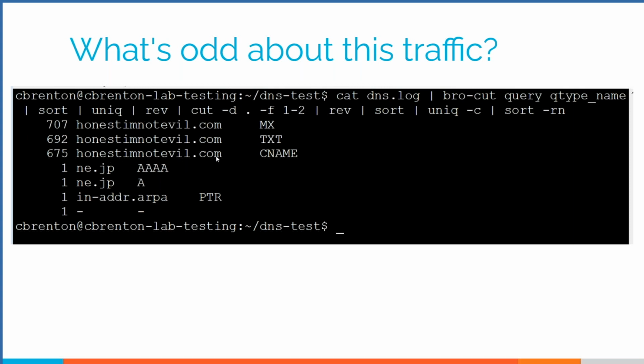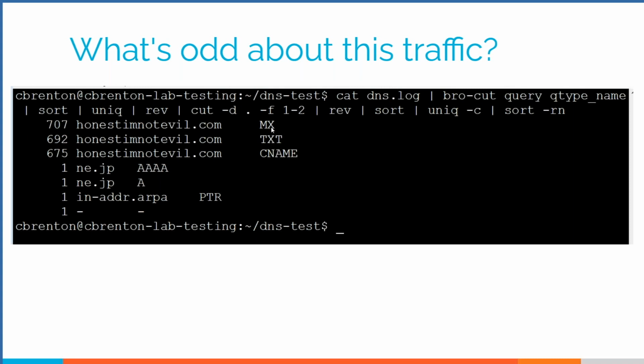Honestimnotevil is really where things look odd. The first thing that sticks out to me is, why are there no A record queries? In other words, what's the most common query we're going to do? The most common query is, I know the fully qualified domain name of the host I want to get to, but I don't know its IP address. An A query, like we see here, is an attempt to find that IP address. We're never trying to find an IP address.